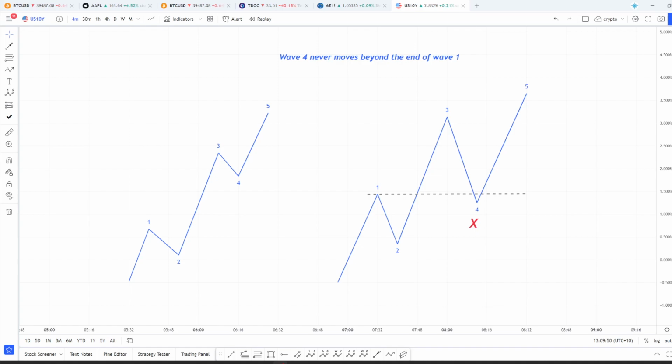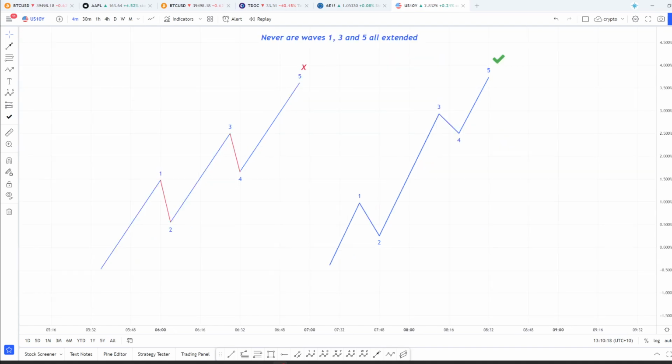Rule 10 states that wave 4 never moves beyond the end of wave 1. If it does, then we're looking for a diagonal, as has been previously covered. Rule 11 states that never are waves 1, 3 and 5 all extended.